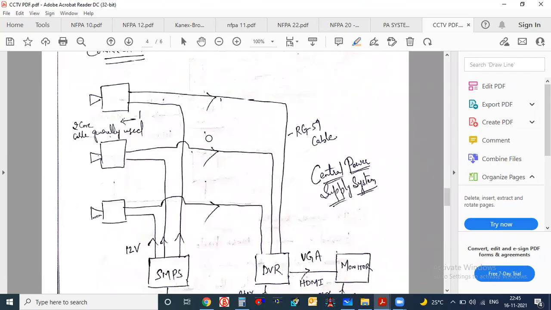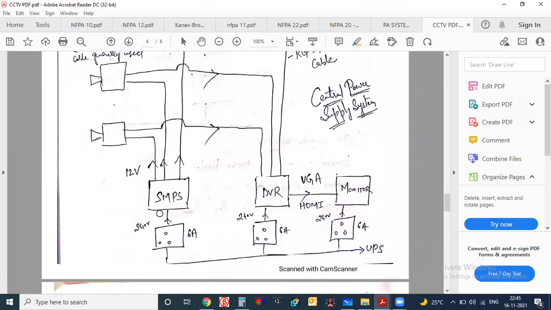After that, some connections are shown here, how you have to connect. SMPS means the socket what we are using, that is the SMPS. Okay. So this is how you have to connect 6 amp socket and 240 voltage. What is the SMPS?